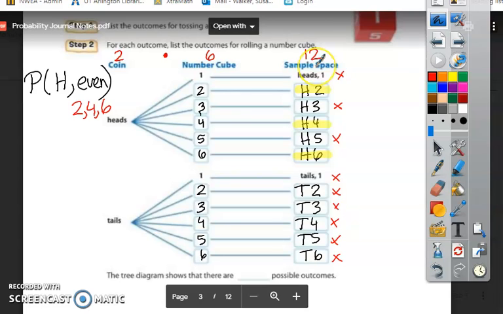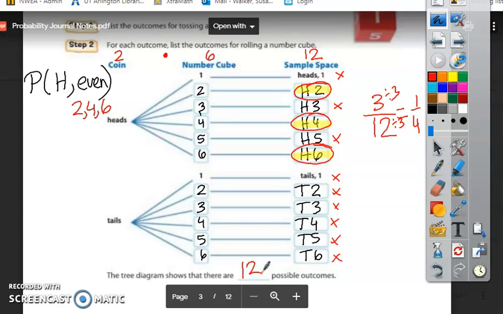So when I do this, guys, I can tell our total possible outcomes, that total sample space, is 12. Heads with even is 1, 2, 3. Okay? And I get 3 over 12. And when I simplify that, I get 1/4.